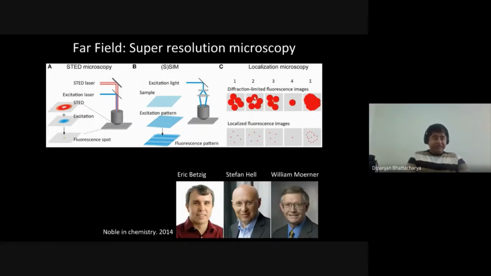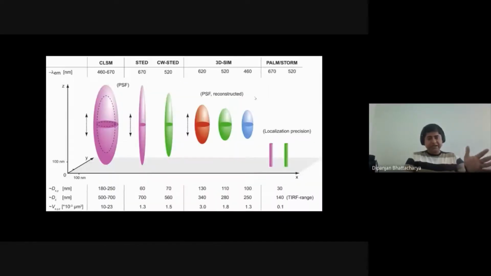Next is the far field super resolution technique, which was developed by these two guys and got a Nobel Prize: Eric Betzig, Stefan Hell, and William Moerner. So these are three kinds of complementary techniques, and there are different versions as well: STED, structured illumination, and localization microscopy. These are very different, complementary techniques. And again, I'm not going into details.